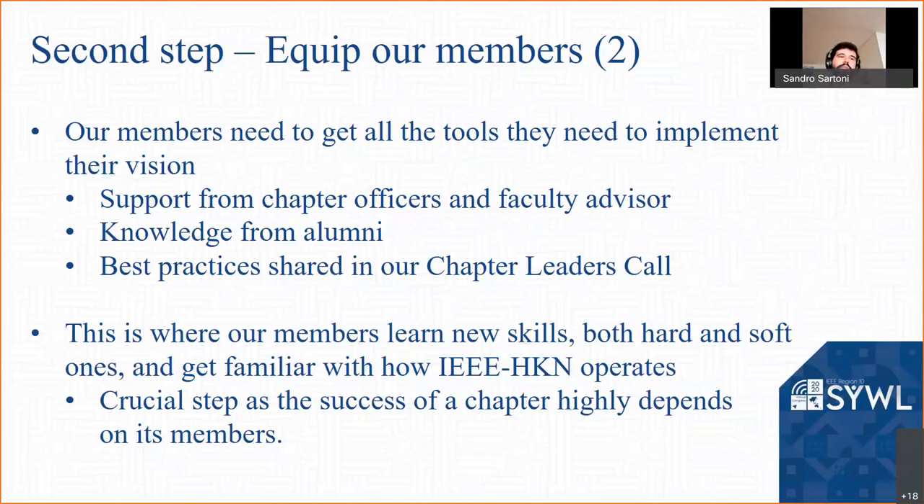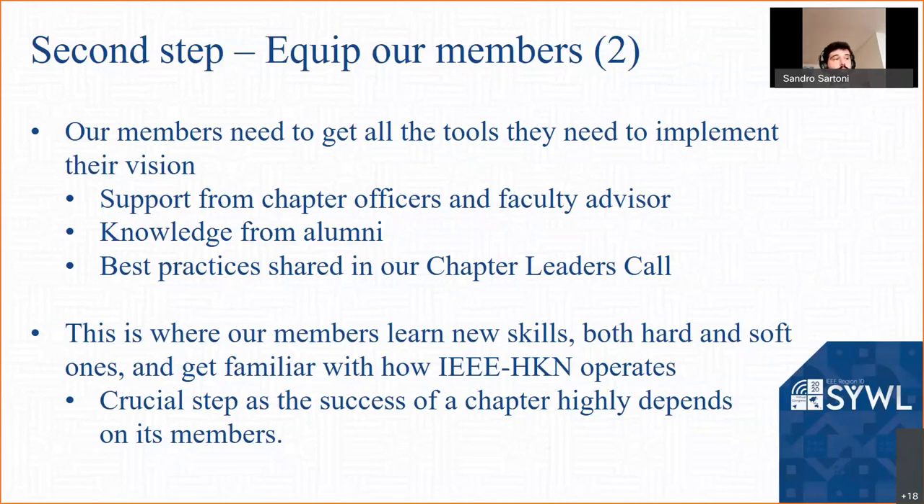And best practices shared in our chapter leaders code, which are calls we organize monthly, where every chapter officer from all the chapters from all around the world can share their best practices, obviously. And this is where our members learn new skills. We're talking about hard skills, but also soft skills. And they get familiar with how IEEE HKN operates.